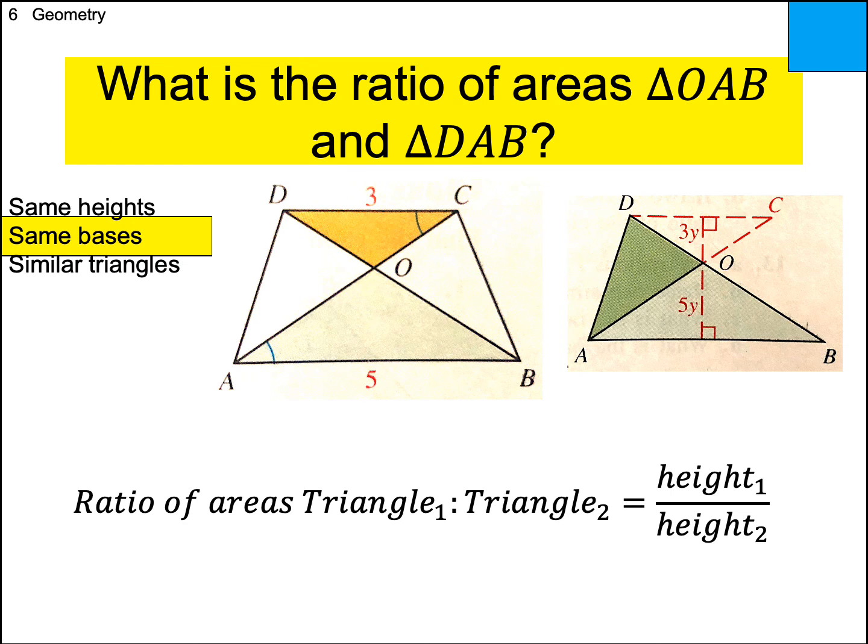Well, let's see. The smaller one has a height clearly of 5y, but the larger one, remember, is made up of the two shaded triangles, not the red one, but the two shaded. Well, check it out. That would be 5y plus 3y, which would be 8y. So we get 5y over 8y. Can you see where I'm getting those two numbers from? The y's cancel, and so there we go.